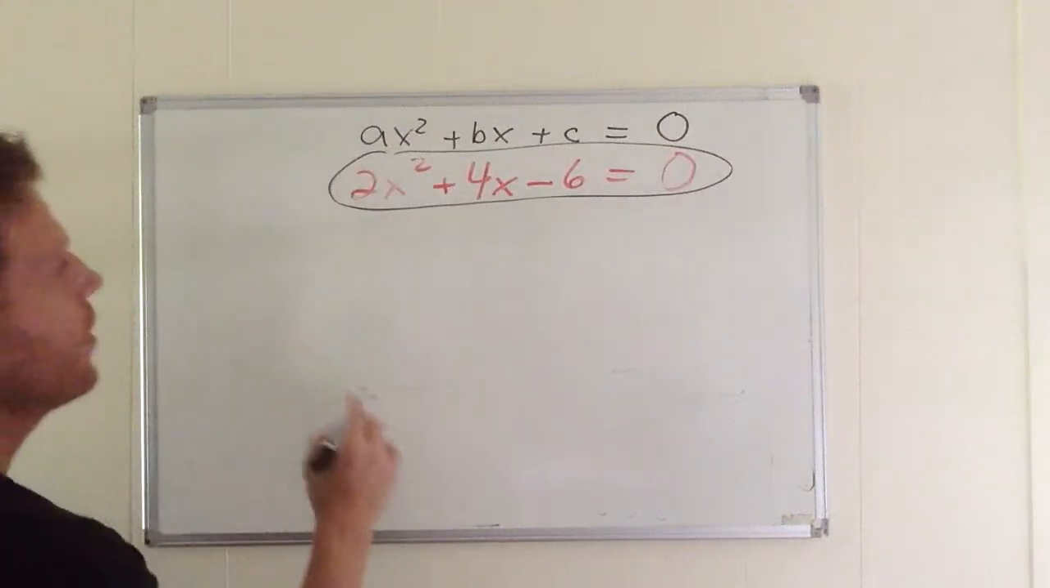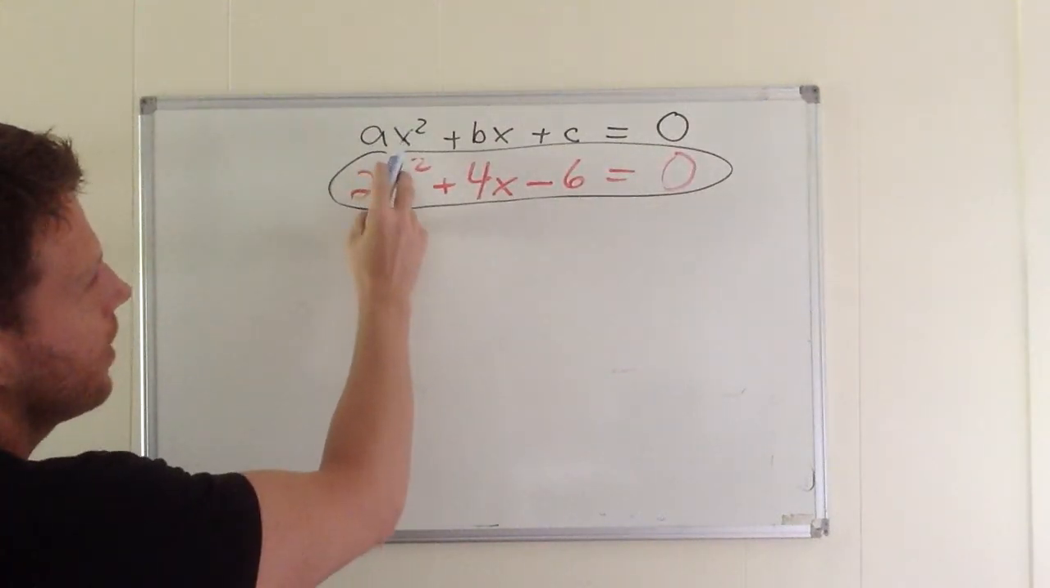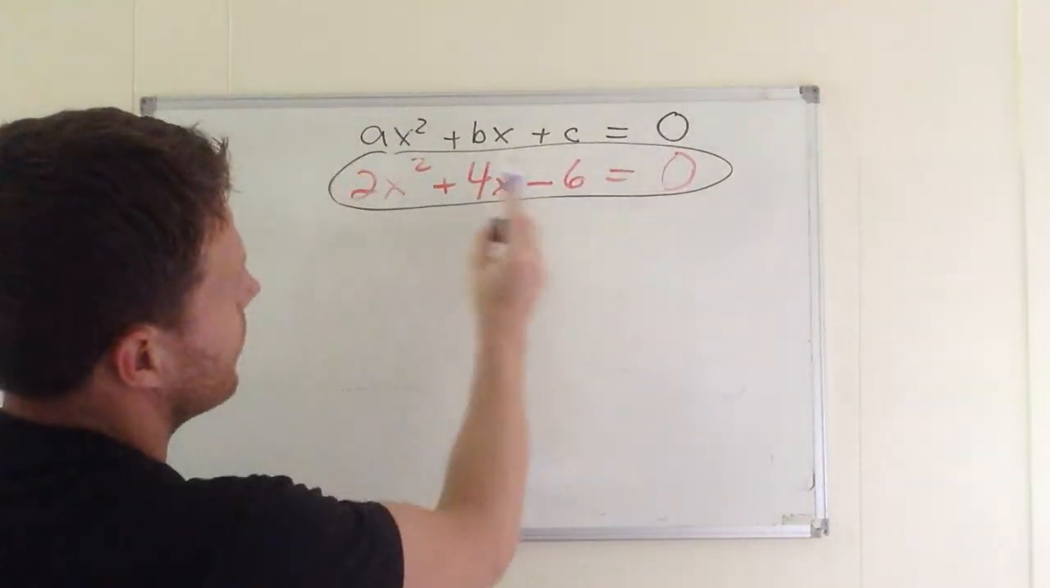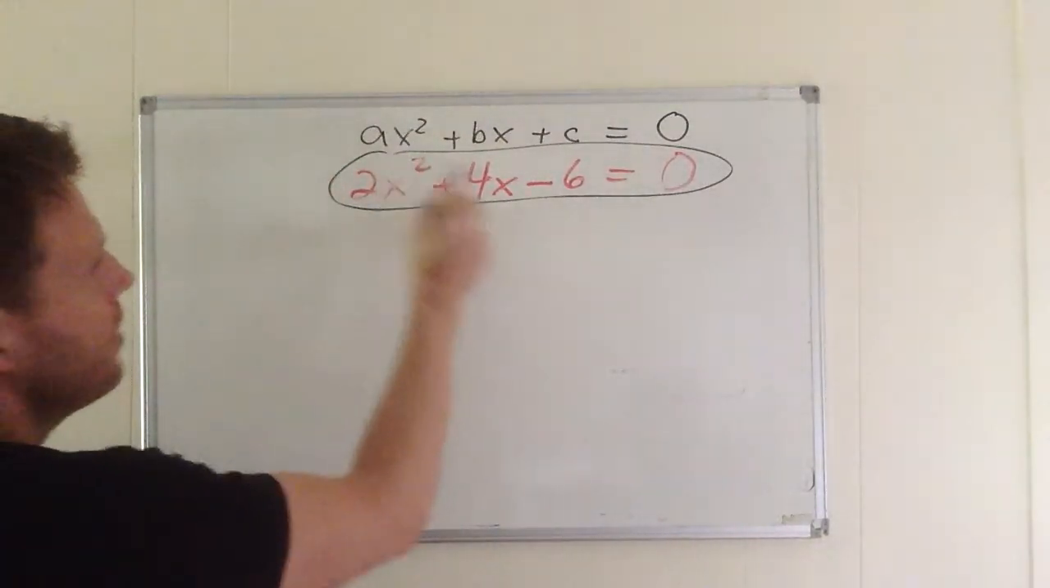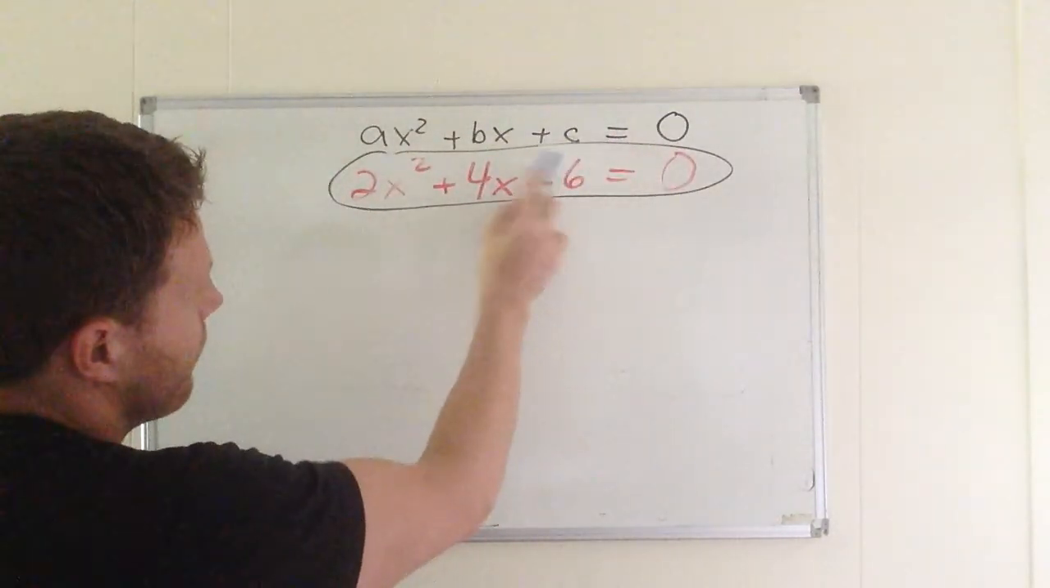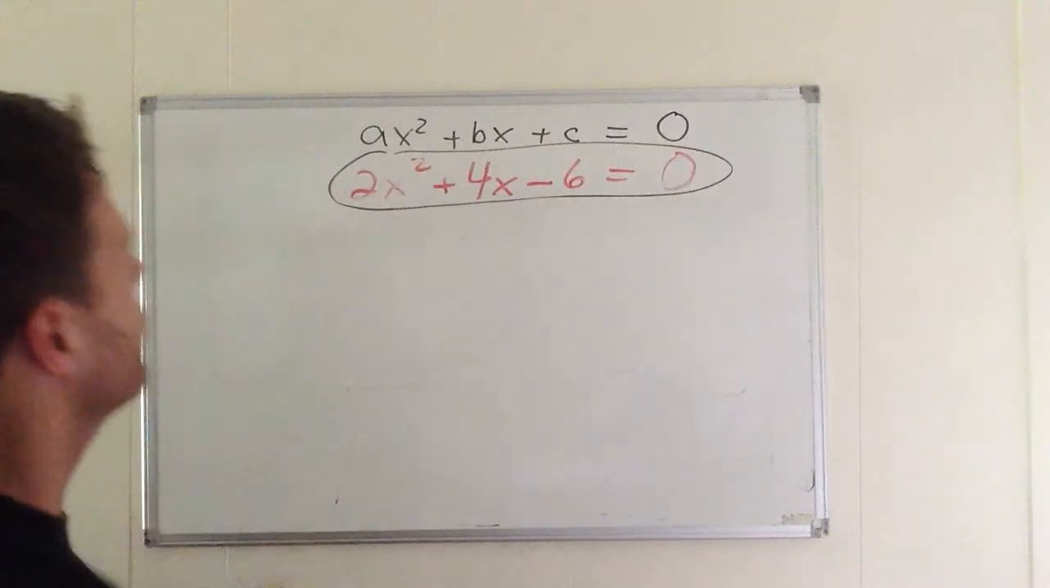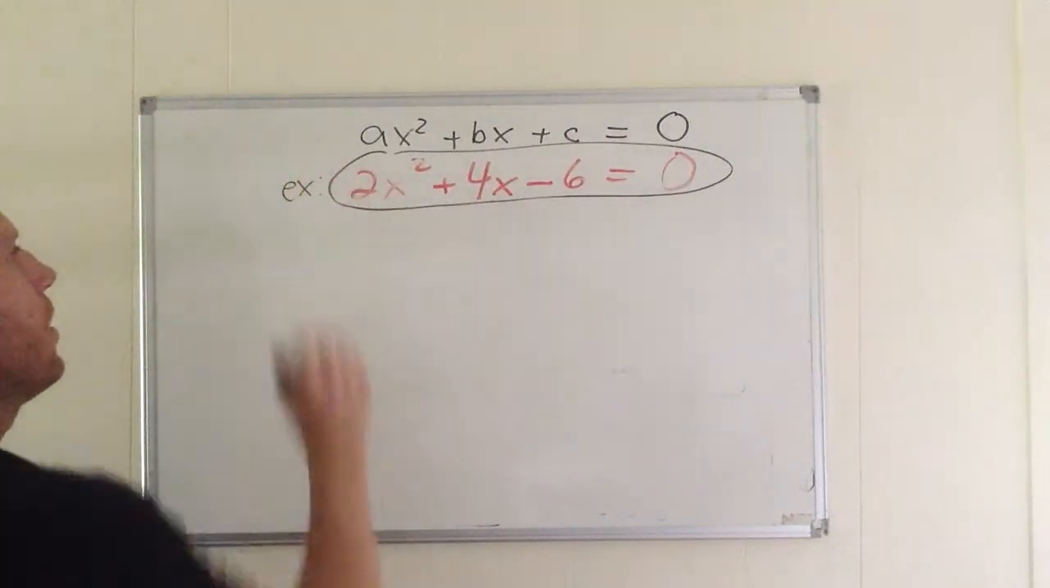First thing you need to know, this is the general form, and it has the x squared here and the 0 here, the bx and the c. That's how you know it's quadratic. This is a 0 here, and then you have this going on. This is an example that I use, and we're going to look at that.